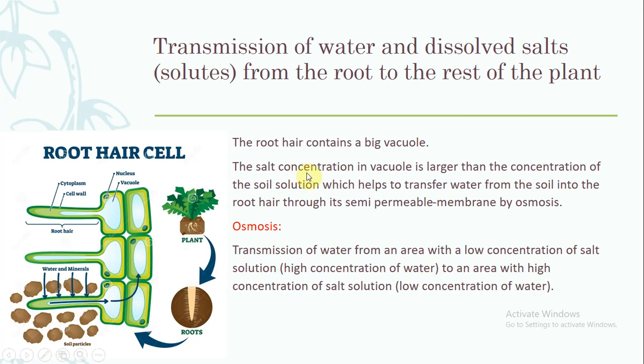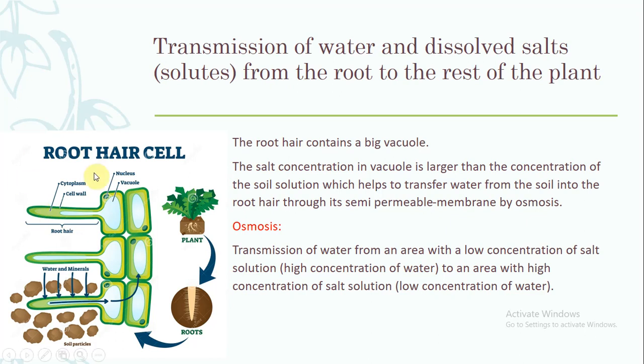So the salt concentration in vacuole is larger than the concentration of soil solution, which helps to transfer water from the soil into the root hair. Through what? Through its semi-permeable membrane. So the membrane of the root hair is semi-permeable. What does it mean by semi-permeable? Permeable means it allows water and gases to pass through.